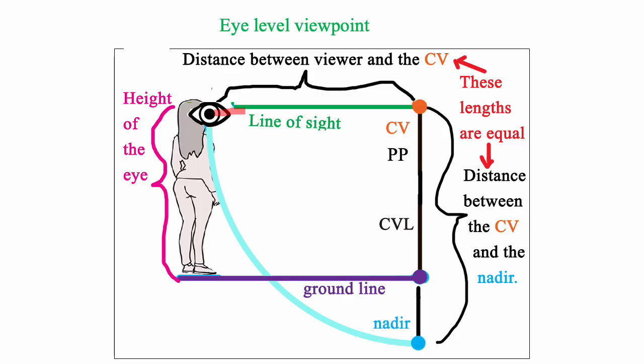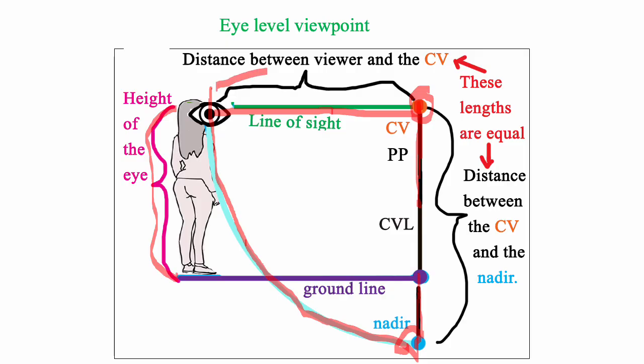Here again, we have the eye and the line of sight going to the center of vision, which lies on the picture plane, that transparent vertical plane. The distance from the eye to the ground line is the height of the eye, or the height of the viewer. Now, if we took this center of vision and used it as a center of the circle and started here at the eye and circled our way down here, where it intersects this vertical line would be the nadir. So the distance between the eye and the center of vision is identical to the distance between the center of vision and the nadir.